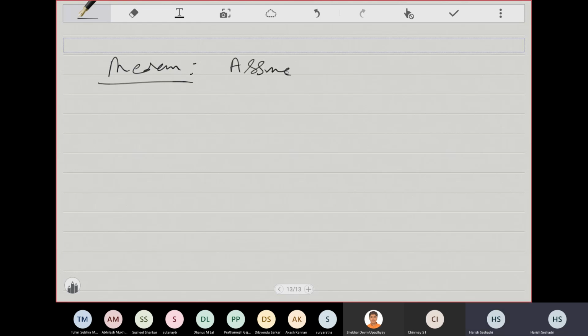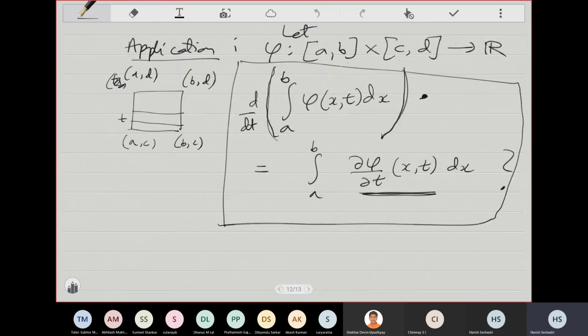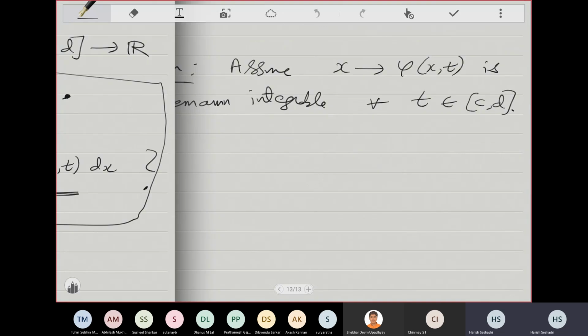Assume that the function x going to phi of x, t is Riemann integrable. This is the minimum needed to make sense. Riemann integrable for all t in [c, d]. That at least makes it so that for every t, this thing within the brackets makes sense. That's what this condition says.